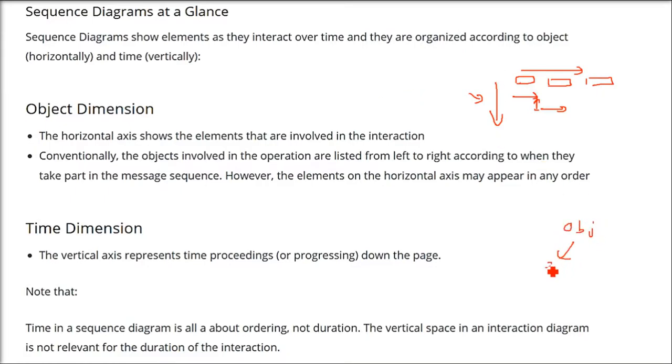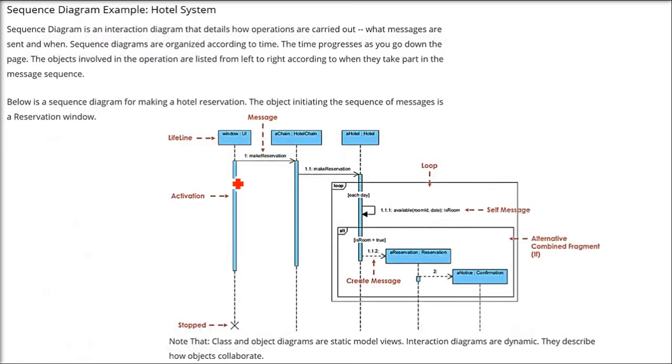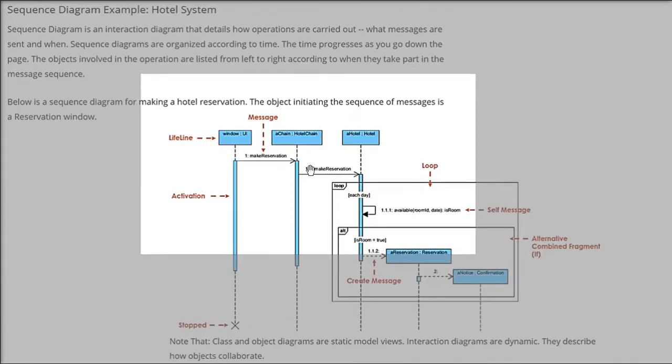Whenever we take an object, what do we have inside it? We have functions or variables in an object or in a class. So how do they pass messages? How do they interact? That is how the sequence diagram is built. I'll show you an example before I go to the notation. This is a hotel system. Let me show you what we get in a proper sequence diagram.